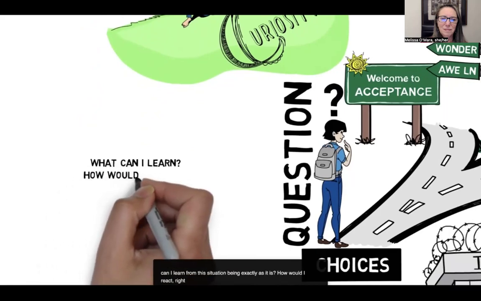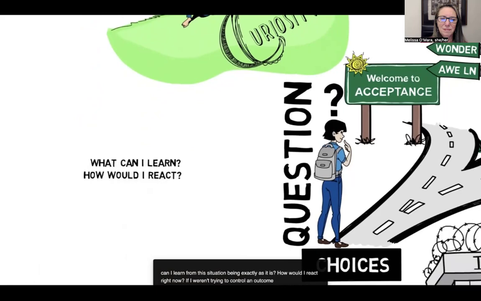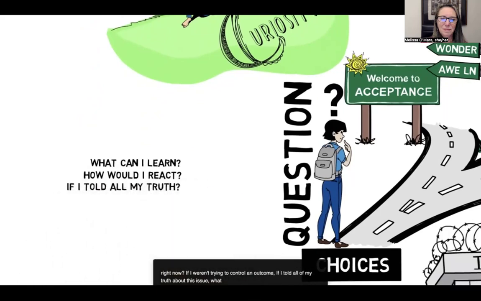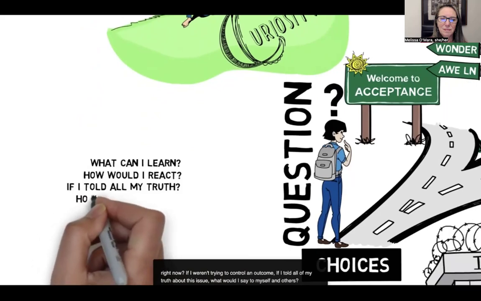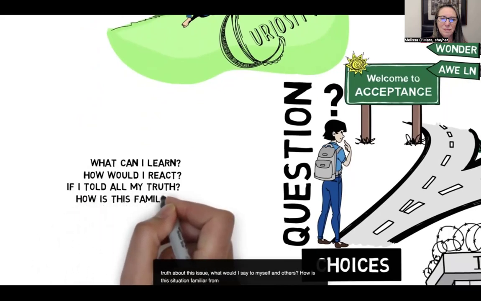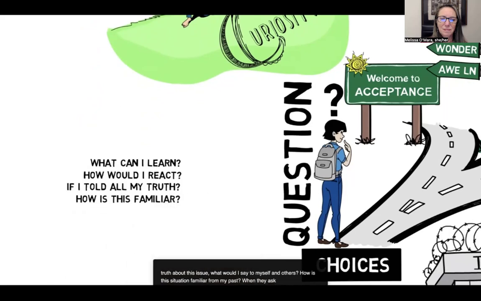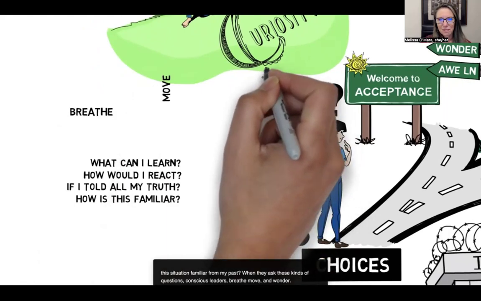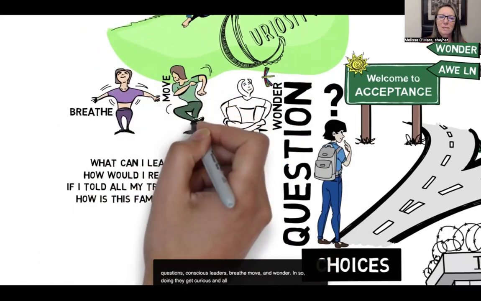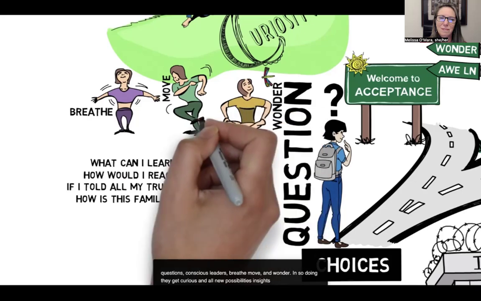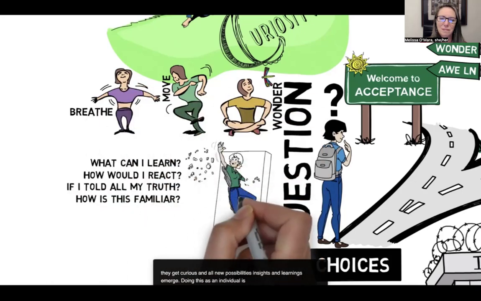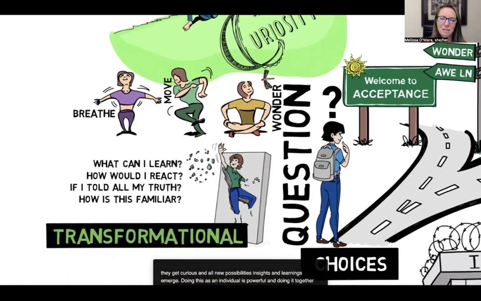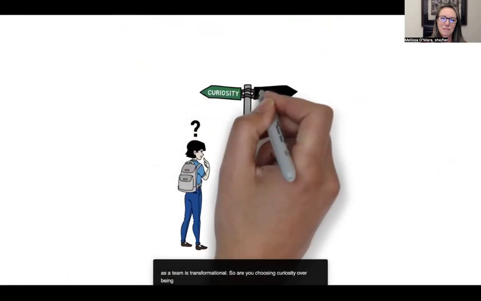Leaders ask wonder questions like, what can I learn from this situation being exactly as it is? How would I react right now if I weren't trying to control an outcome? If I told all of my truth about this issue, what would I say to myself and others? How is this situation familiar from my past? When they ask these kinds of questions, conscious leaders breathe, move, and wonder. In so doing, they get curious, and all new possibilities, insights, and learnings emerge. Doing this as an individual is powerful, and doing it together as a team is transformational. So, are you choosing curiosity over being right?